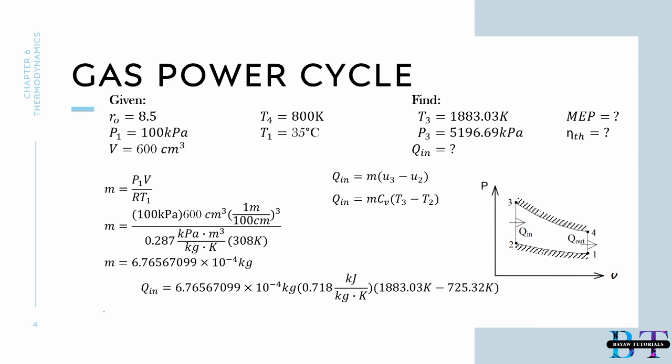Now we can solve for our Q in with our mass at 6.76 times 10 raised to negative 4 kilograms, our constant volume for air at 0.718 kilojoules per kilogram Kelvin, and the change in temperature in state 3 and state 2, or 1883.03 Kelvin minus 725.32 Kelvin. We'll have our Q sub in at 0.56 kilojoules.